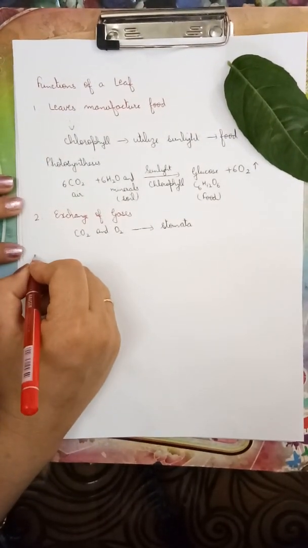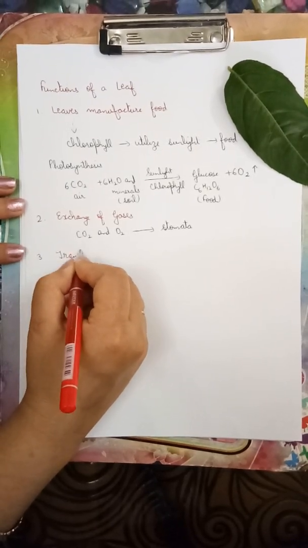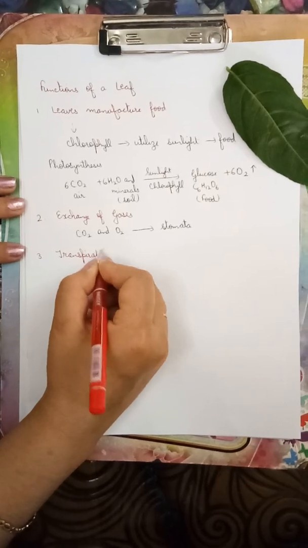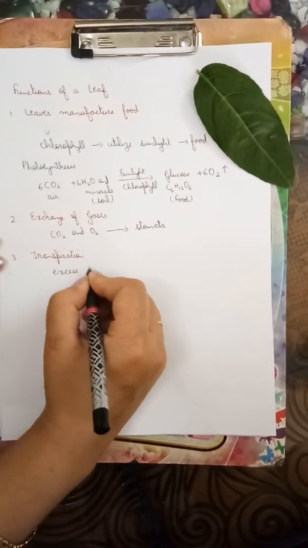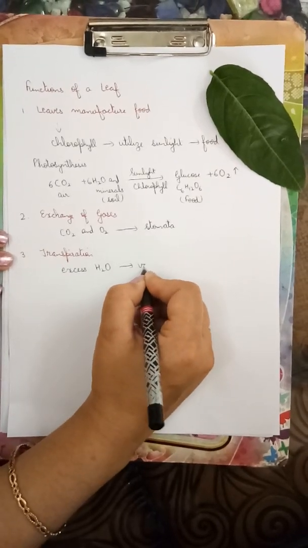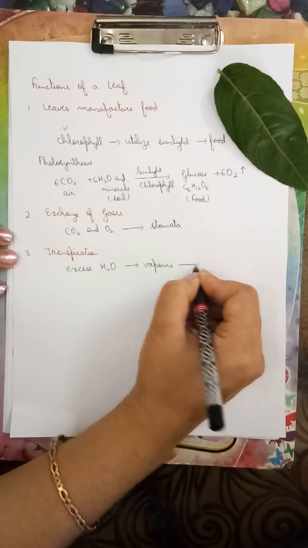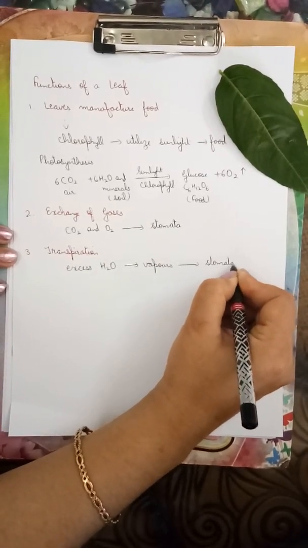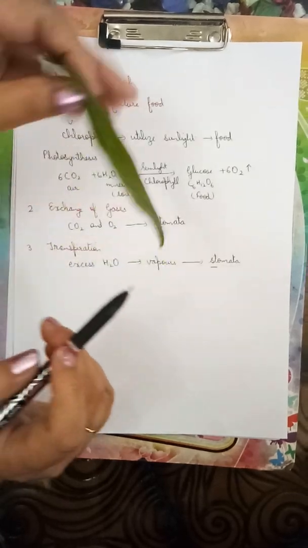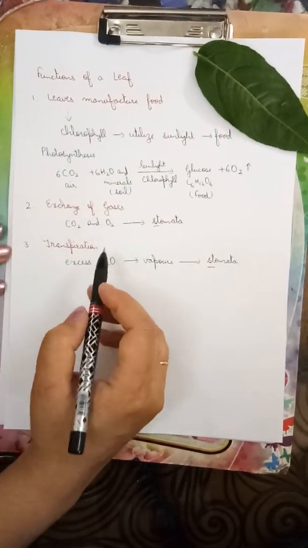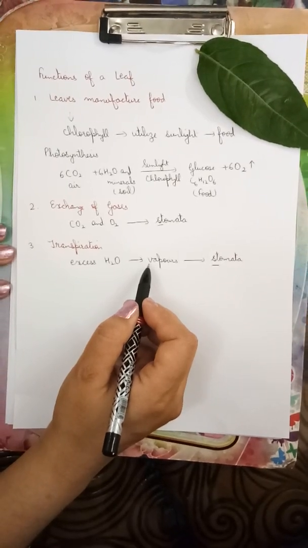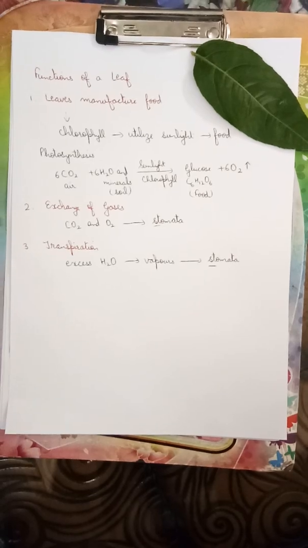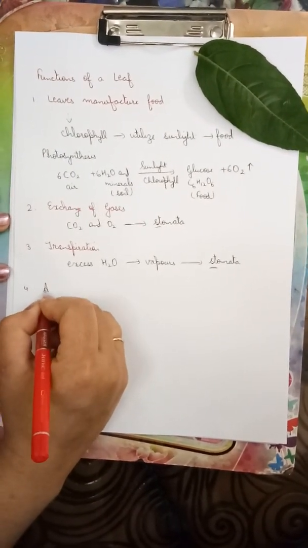Another important function of the leaf is transpiration. Plants also release excess water in the form of vapors through tiny pores present on the leaf known as stomata. So we can say the stomata which are present on the lower surface of the leaf not only help in exchange of gases but also release excess water in the form of vapors into the atmosphere, and this process is called transpiration. In addition to this, some leaves perform some additional functions.